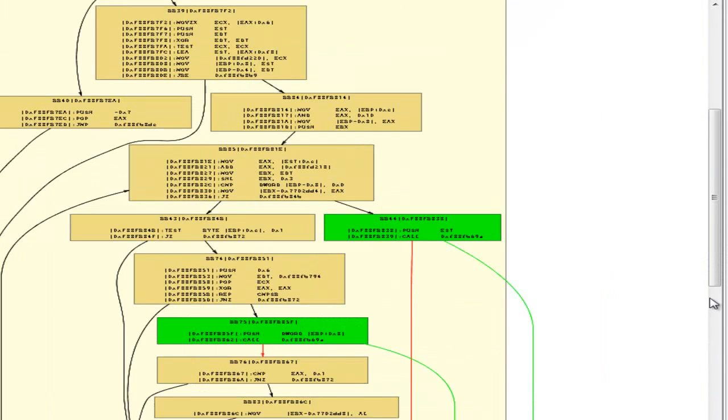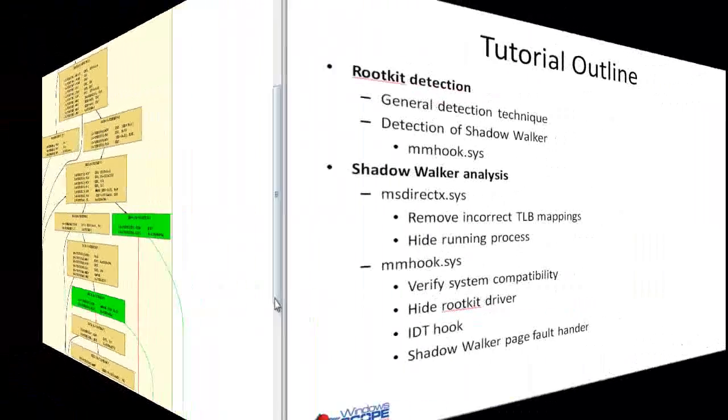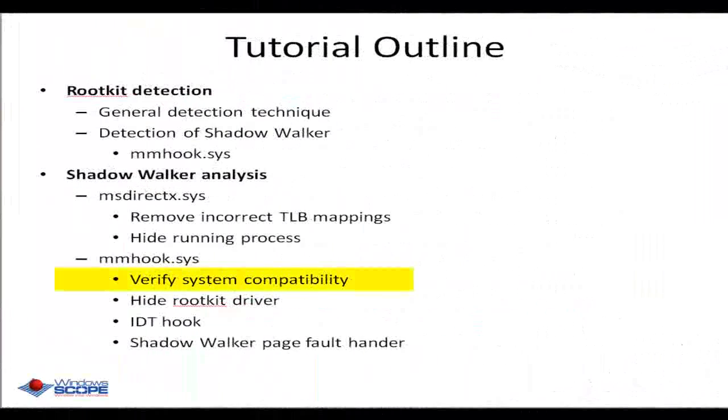At this point, we have now seen how mmhook determines Shadow Walker's system compatibility, locates the rootkit driver to hide, and how it ensures that page faults will be generated each time there is an access request to the driver. We will now look at how the Shadow Walker page fault handler is installed through the use of an IDT hook, and conclude by looking at the functionality of the Shadow Walker page fault handler.